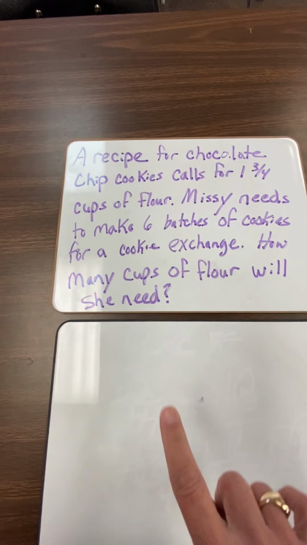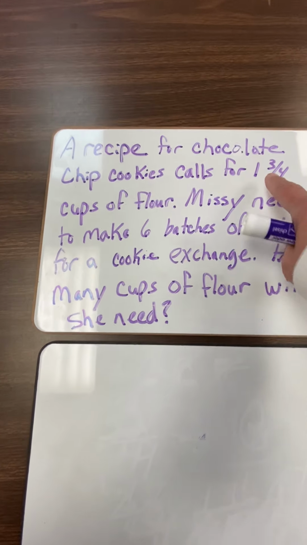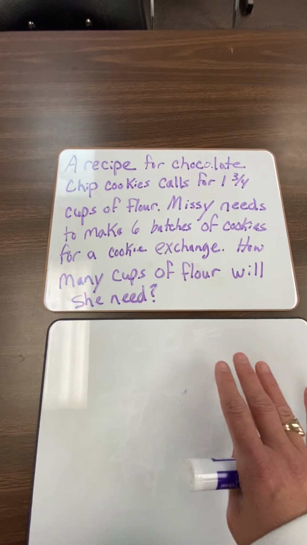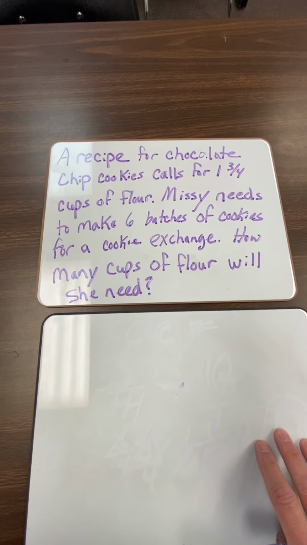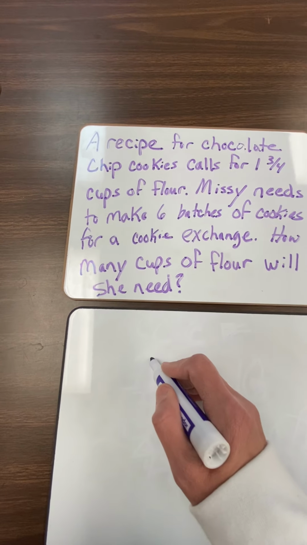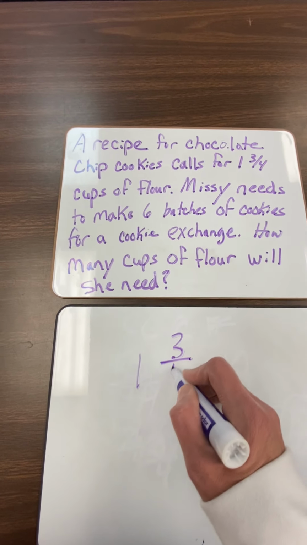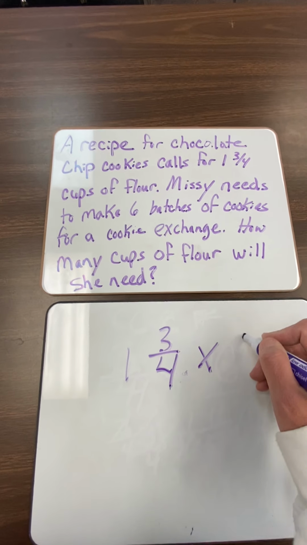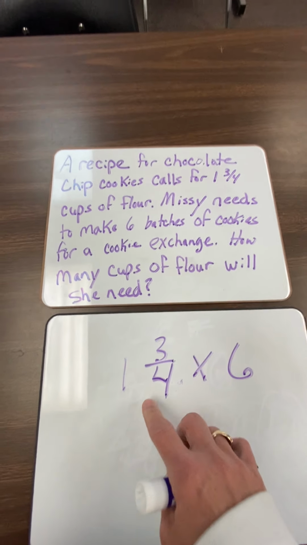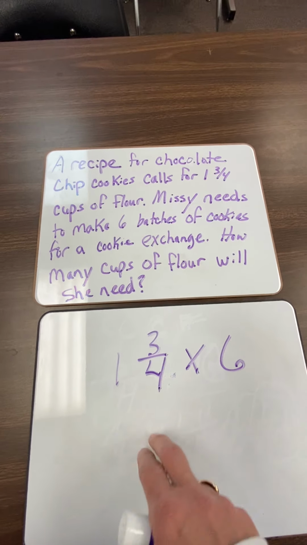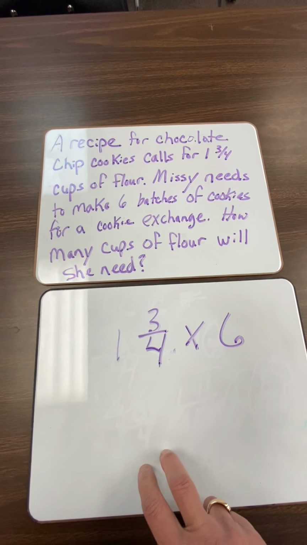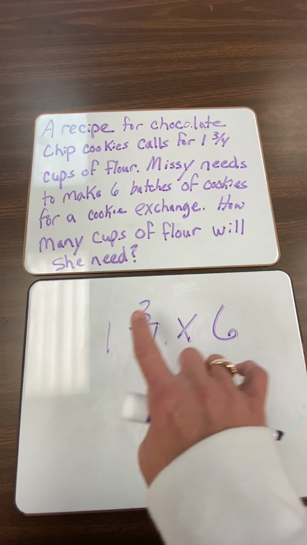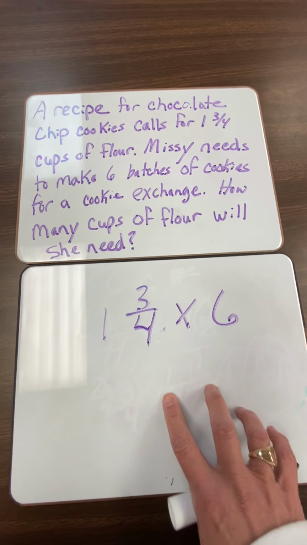So is she going to need more than 1 3/4 if she's making 6 batches? Yes. So are we going to divide or are we going to multiply on this one? You have 1 3/4. That's what one of them is. If she's making 6, then we're going to have to multiply it by 6 because she's going to need 1 3/4 for the first batch, another 1 3/4 for the second batch, and another 1 3/4 for the third batch, and so forth. So we can shortcut and multiply 1 3/4 times 6 to get the total amount that she's going to need.